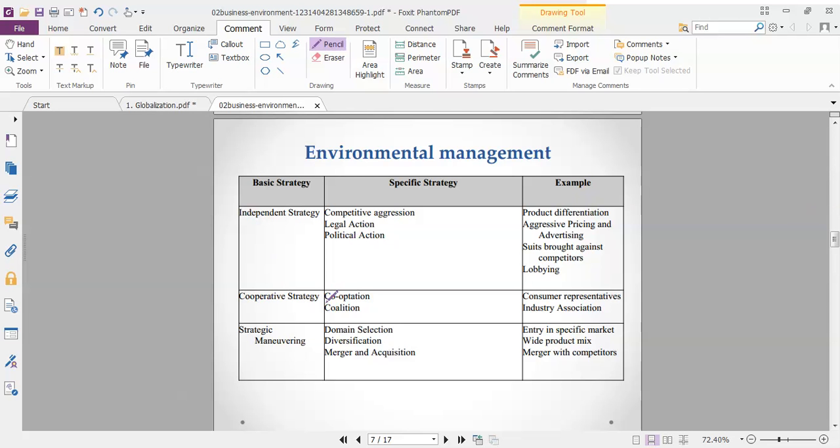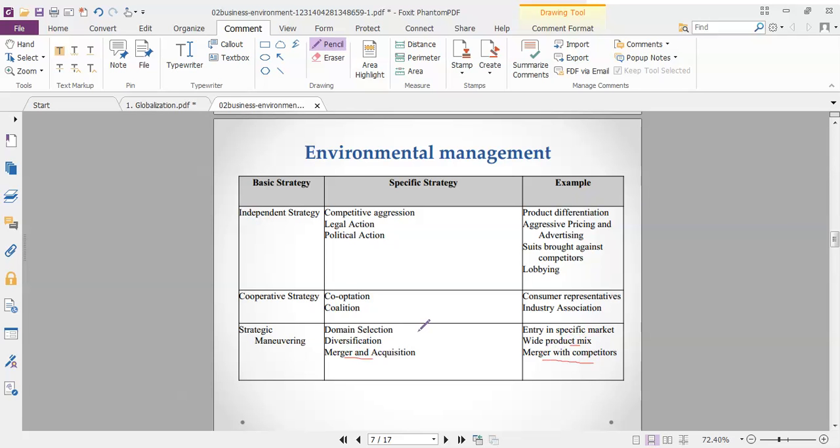So you need to have cooperation with others. Okay, cooptation, coalition. Coalition is also cooperation. For example, industry association and consumer representatives. And then strategic maneuvering. The specific strategy for strategic maneuvering is domain selection, diversification, merger and acquisition. For example, entry into a specific market, what product mix, merge with competitors.